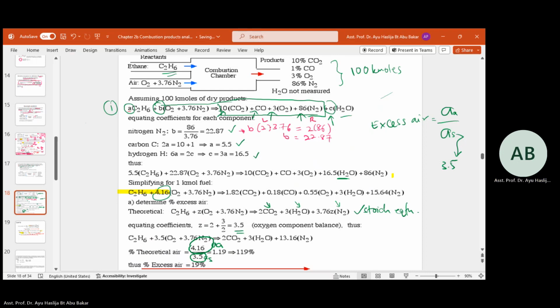Okay? Example over here for the N, left and right side: 2 and 2 multiplied by 3.76 multiplied by B equals 2 multiplied by 86. So from there you get B equals 22.87. Okay, now from there we have got the A, the B and the C.